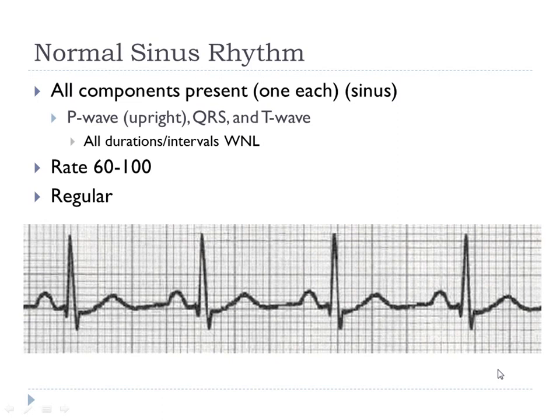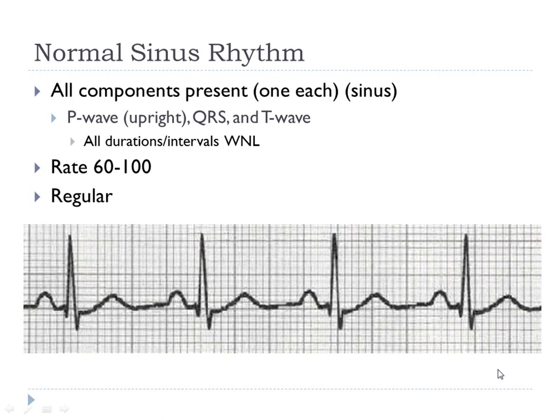We see that the R to R interval is regular. The PR interval is normal. The QRS is normal. The ST segment looks maybe a little bit depressed, but overall it's normal. And that T wave is nice and upright. The rate here would be what? 5, 10, 15, probably about 80. So that lies within a normal range for a heart rate.